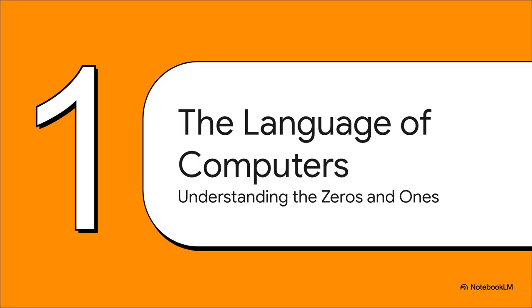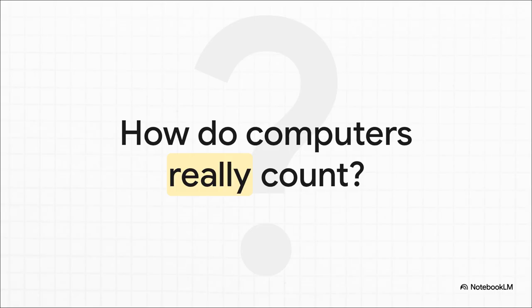First things first, the language of computers. Before we can start manipulating bits, we really have to get comfortable with what they are. How do they form the absolute bedrock of everything a computer does? So let's just start with a really basic question. We see numbers, text, images on our screen all the time. But underneath it all, how does the machine actually represent a number? Because I can tell you, it's not with the digits 0 through 9 that we use every day.